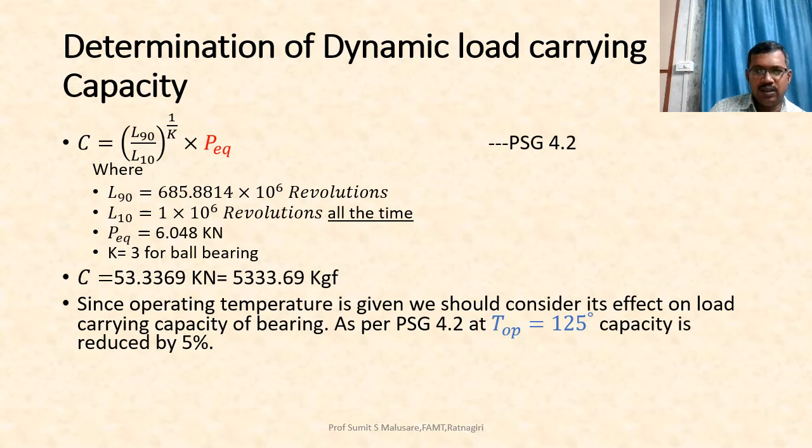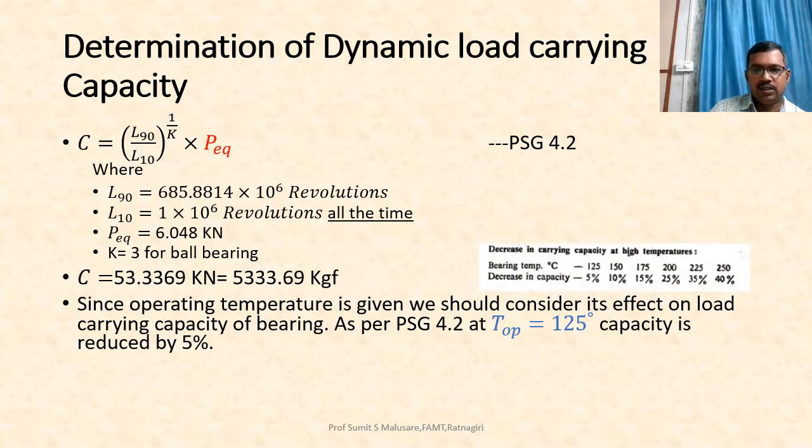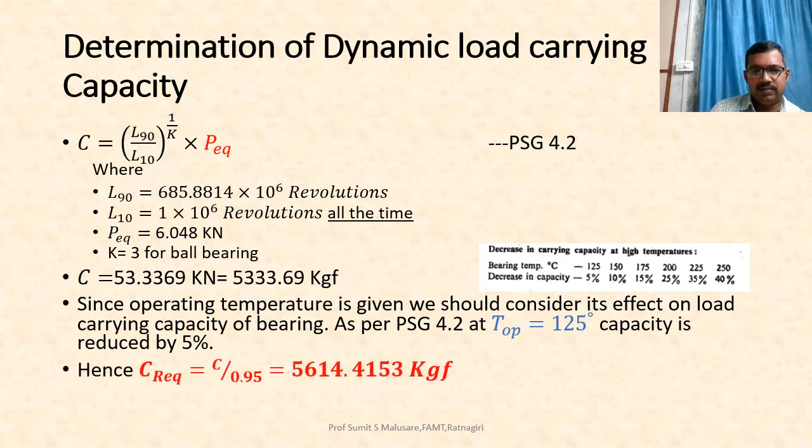But now, since the operating temperature is greater than 100 degrees centigrade, the dynamic load carrying capacity drops down with the temperature, and that is given on PSG 4.2. See from the table, you can get it as at 125 degrees capacity will be decreased by 5%. So I need to consider a somewhat higher capacity bearing. It means that the value of C required will be C upon 0.95. So that comes out to be 5614.4153 kgf.